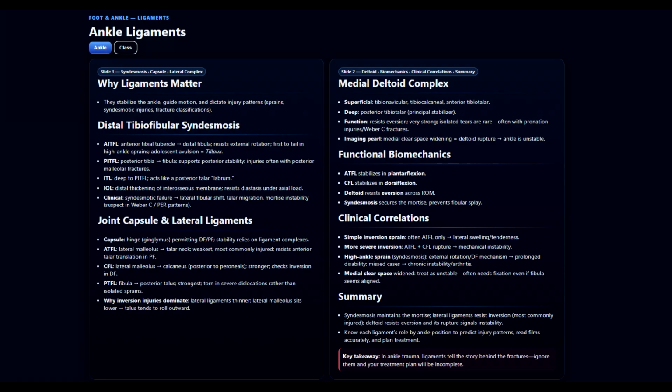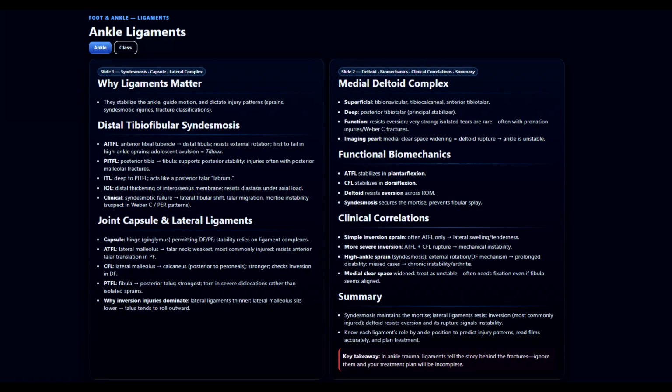The posterior talofibular ligament runs from the fibula to the posterior talus. It is the strongest of the 3 lateral ligaments and is rarely injured in isolation. Injury of the PTFL usually occurs in the setting of severe ankle dislocations. Together, these 3 ligaments stabilize the ankle laterally. They explain why inversion injuries are so common. The lateral ligaments are thinner and weaker than the medial complex, and the lateral malleolus sits lower, making the talus more prone to rolling outward.